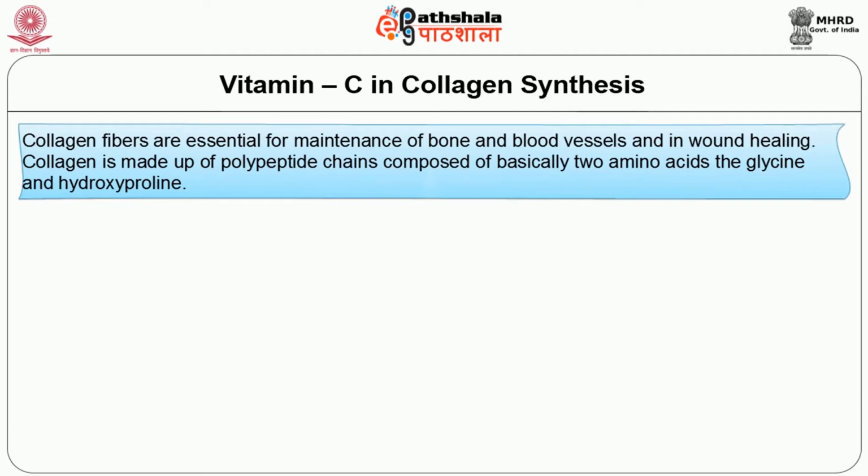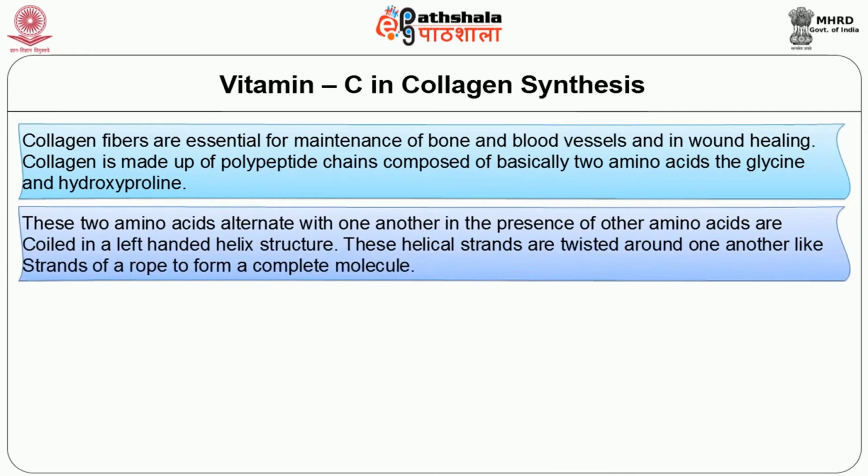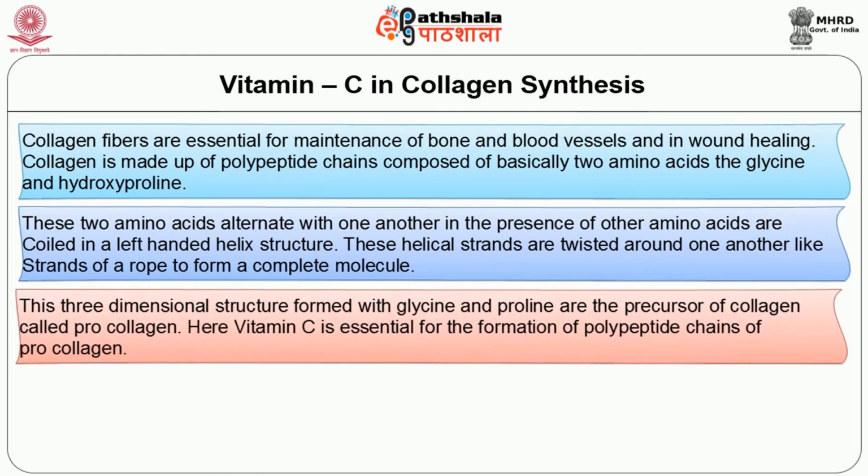Collagen is made up of polypeptide chains composed of basically two amino acids, glycine and hydroxyproline. These two amino acids alternate with one another in the presence of other amino acids and they are coiled in a left-handed helix structure. These helical strands are twisted around one another like strands of a rope to form a complete molecule. This three-dimensional structure formed with glycine and proline is the precursor of collagen called procollagen.